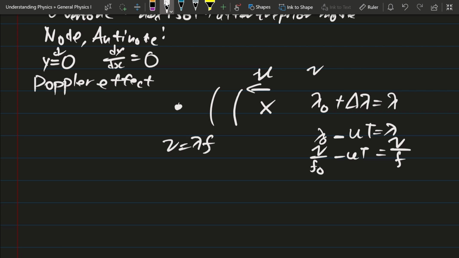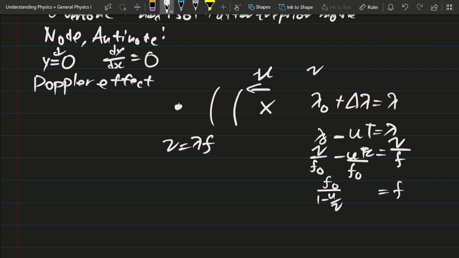okay, so the t here is basically 1 over frequency, right? So I could just write this down as the frequency of the original one. So we would obtain the new frequency to be f0 over 1 minus u over v. And the minus goes if it is going towards you, and it is positive if it moves away from you. So that's for the moving source.